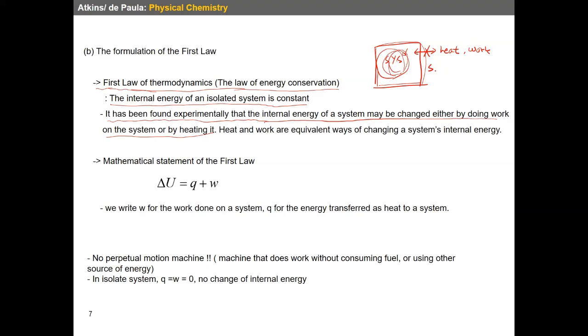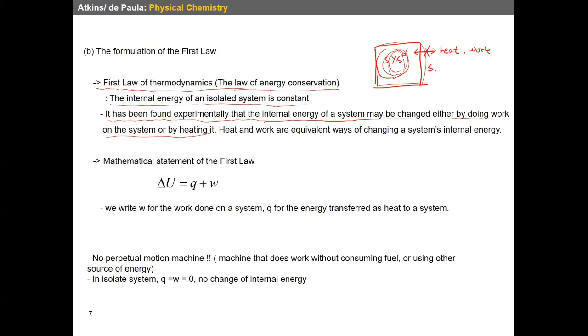Only considering this heat or work applied to this system, because there is no other heat or work which is intentionally applied to this system. So that's why we only consider the intentional heat and work we apply to this system.